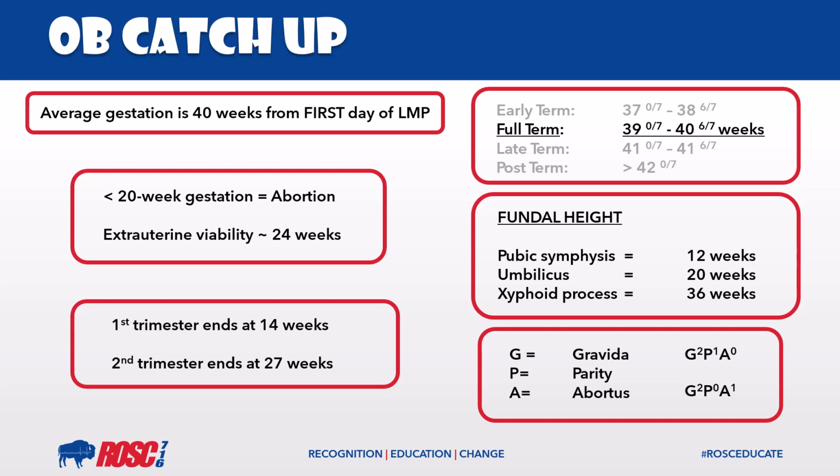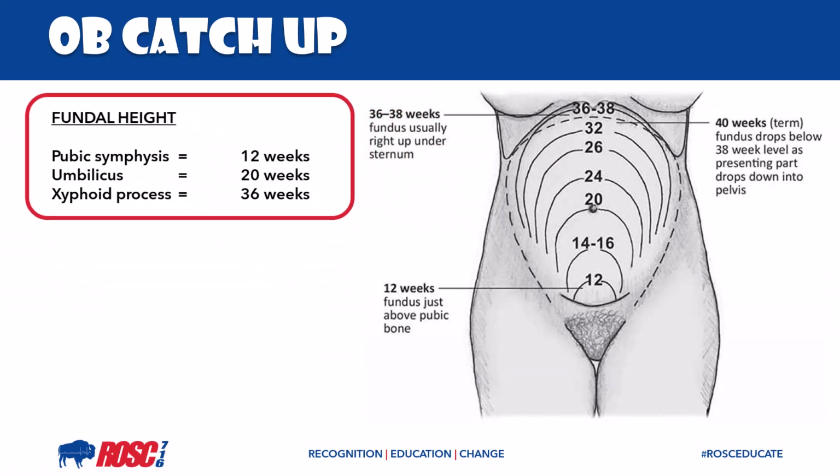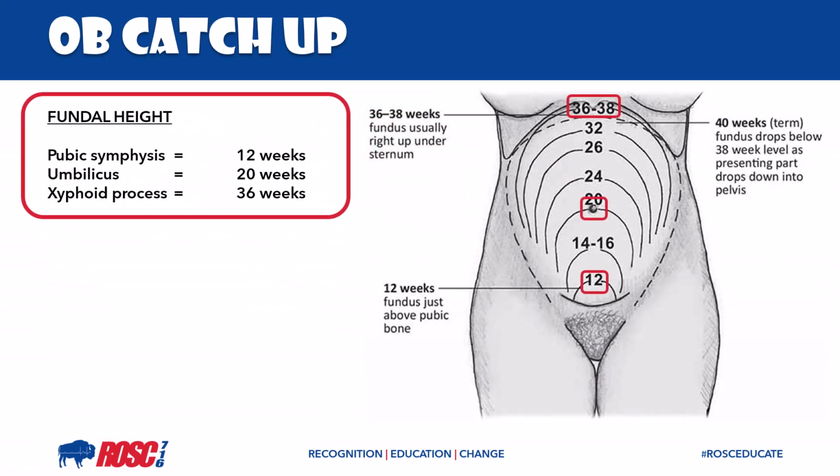Let's take one more look at fundal height. To be more concise, fundal height is defined by the distance between the pubis symphysis and the top of the uterus. So as you can see, at 12 weeks, the fundus is just above the pubis symphysis. At 20 weeks, it's at the umbilicus. And at 36 to 38 weeks, it's right at the xiphoid process.